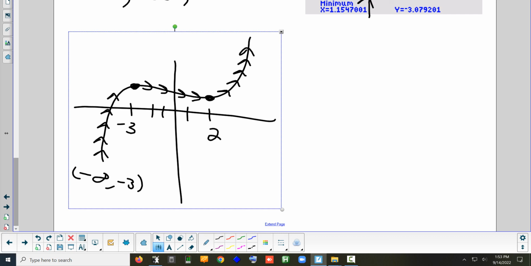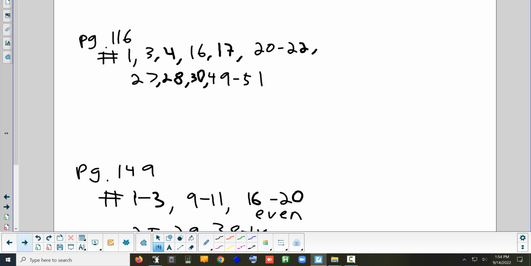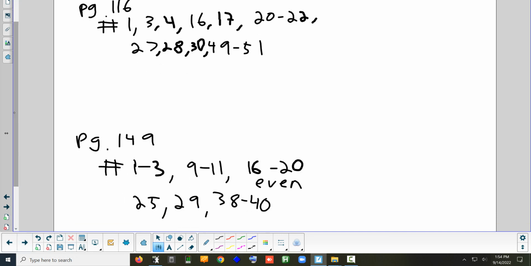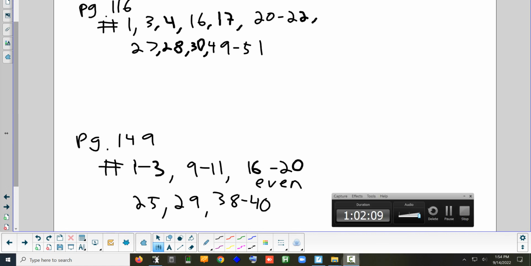So we can take a look at some more of those. There'll be some in the homework. We can do that tomorrow. So you'll need a graphing calculator for most of that. A lot of it is going to be calculating mins and maxes, things like that. So make sure you have your Chromebook so you can use that for the calculator. And we'll take a look at that first thing tomorrow.